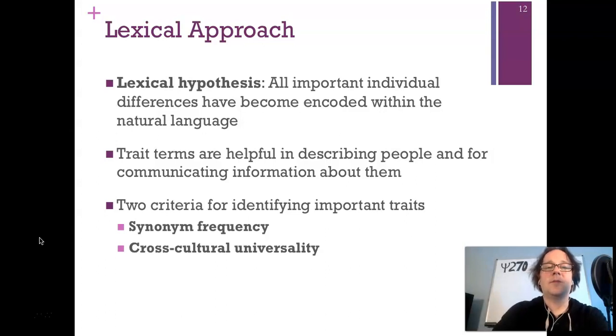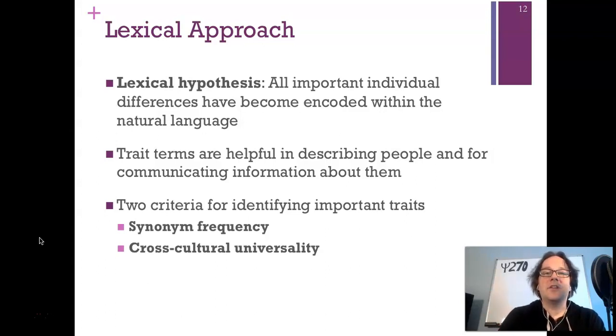So as I was saying, when it comes to the lexical approach, the lexical hypothesis says that all important individual differences have become encoded within our natural language. So over time, the differences among people that are important are eventually noticed by other people, and words are invented to talk about those differences, to discuss those differences. So people will invent words such as dominant or creative or reliable, cooperative, so on and so forth, to try to describe the differences that exist between people.